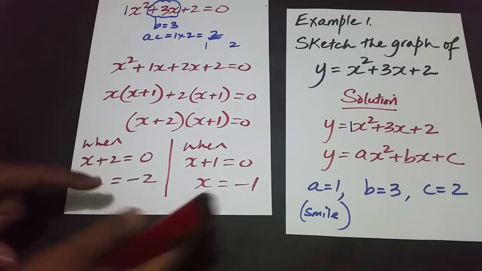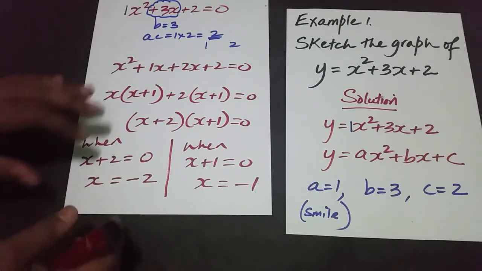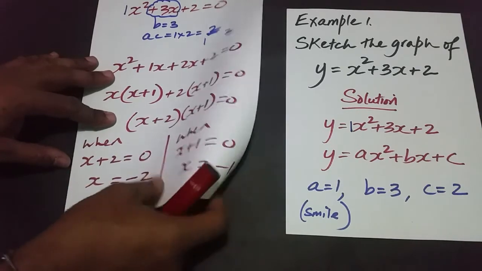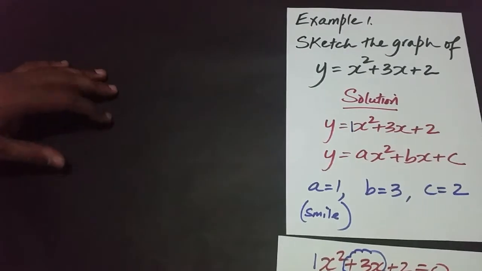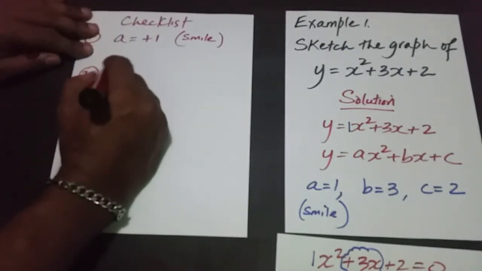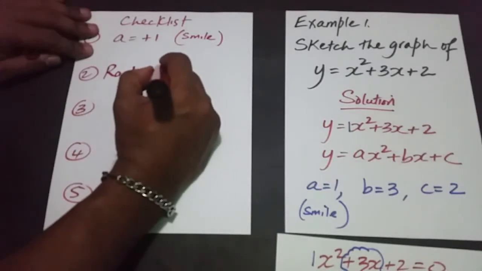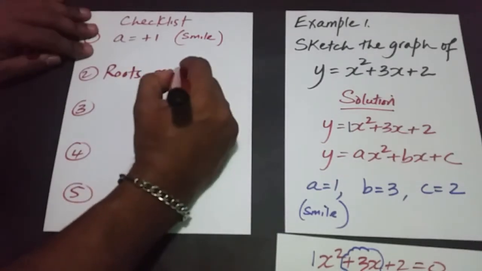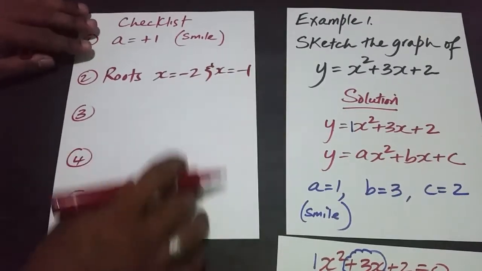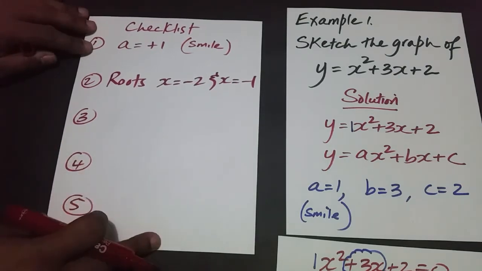So the answers for x are also referred to as roots. And I can go ahead and put that on my checklist that the roots are negative 2 and negative 1. Very, very straightforward and very, very simple. So the roots are x equals negative 2 and x equals negative 1. So I have the roots, right?